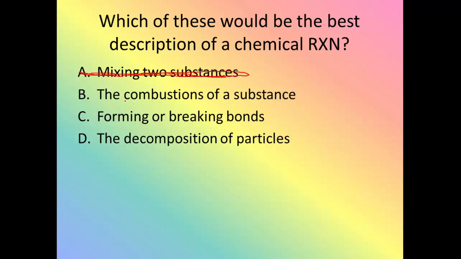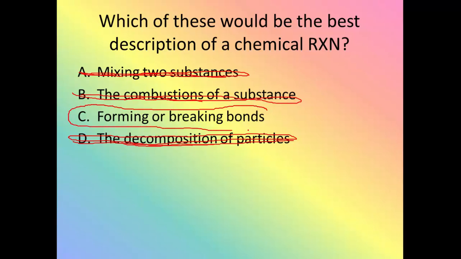And then I know we talked about combustion and we talked about decomp, but those are specific types of reactions. So it's not like every combustion reaction is a decomposition reaction and vice versa. So those don't really talk about chemical reactions as an overall. So overall we see the breaking or forming of bonds, because that's how we get those rearrangements. So the correct answer here is C.